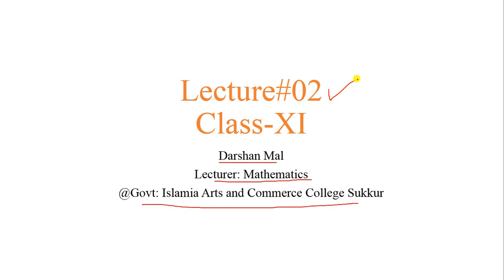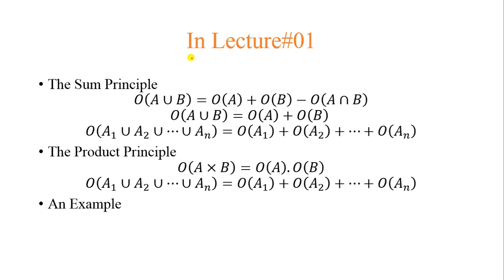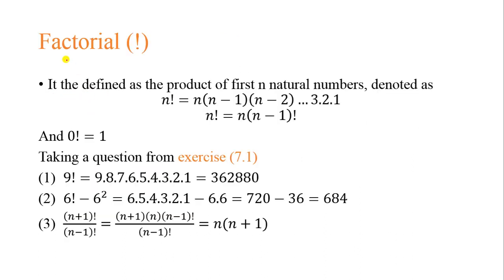This is my second lecture for first year class for chapter number 7, permutation, combination and introduction to probability. In the first lecture we discussed the sum principle, the product principle and an example related to the sum principle and product principle. Next we have factorial.